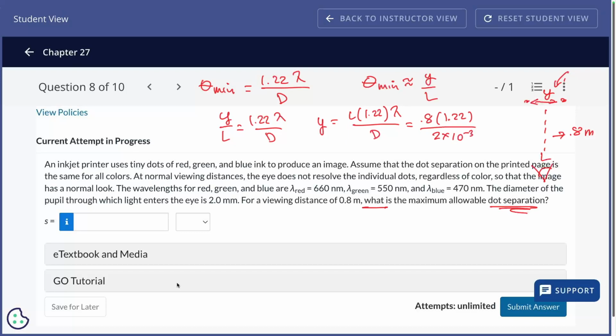And then the wavelength changes. I've got a choice of wavelengths here, don't I? For these different colors of light. And they want the biggest separation that's allowable. So which of the wavelengths am I going to choose for this biggest separation?